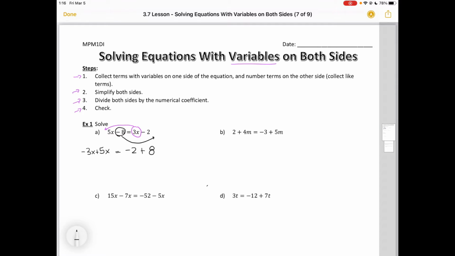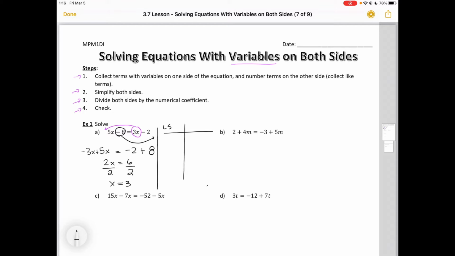The second thing that I'm going to do is simplify by collecting like terms. So I'm left with 2x equals 6, and then I'm going to divide both sides by 2, which leaves me with x equals 3.